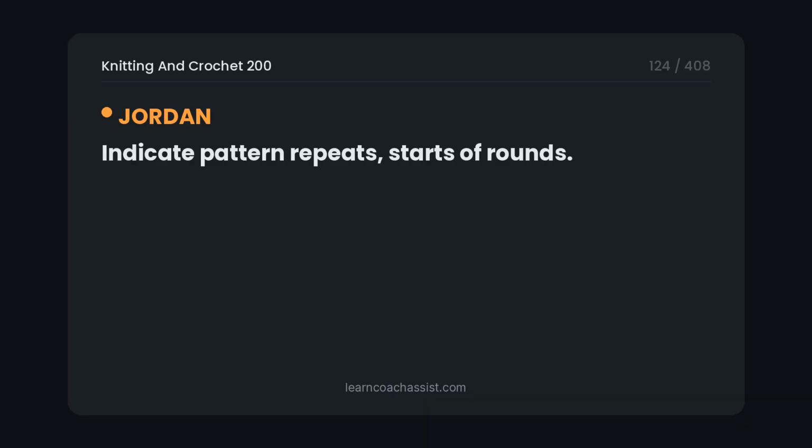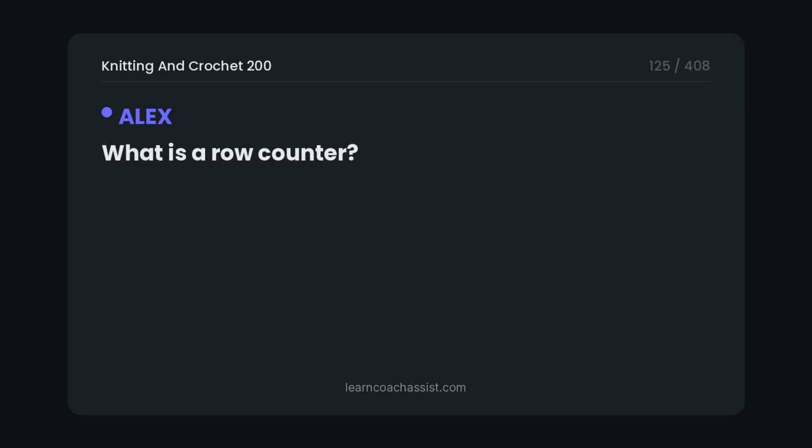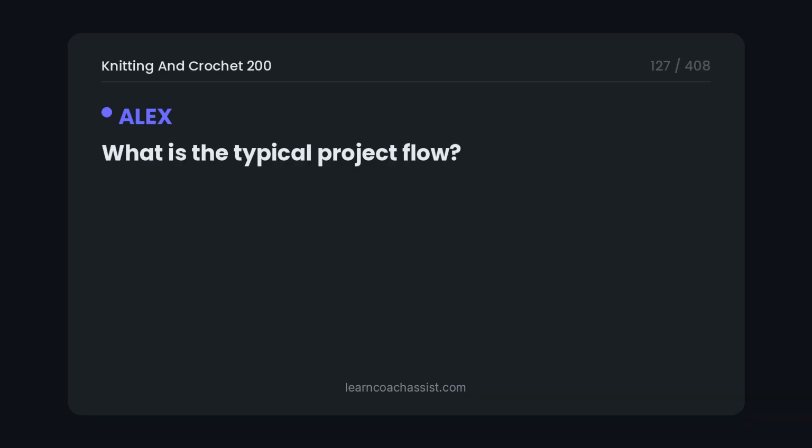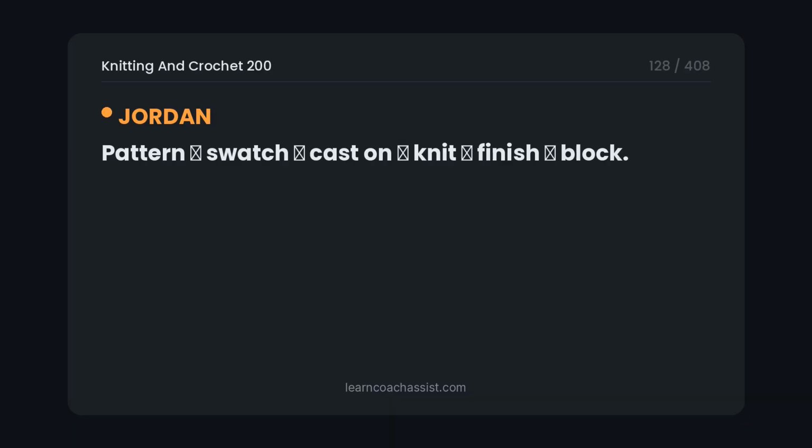What is the role of stitch markers? Indicate pattern repeats, starts of rounds. What is a row counter? Mechanical or app tool tracking rows. What is the typical project flow? Pattern, swatch, cast on, knit, finish, block.